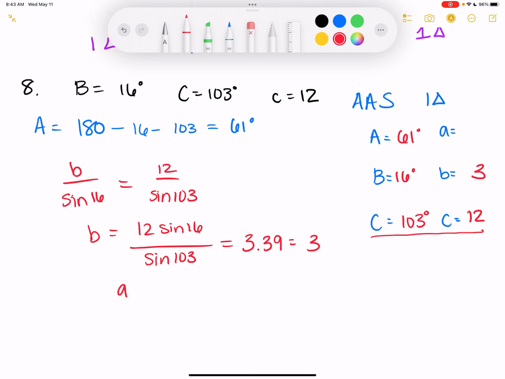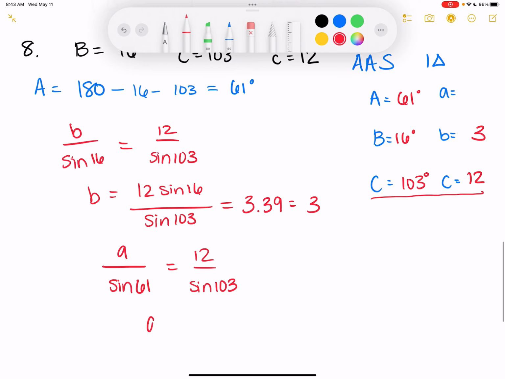So now you do A instead of B. A over the sine of 61 is equal to 12 over the sine of 103. It's not a rule that you have to use the values that you were given, but it's the smartest option, because if something's wrong. That's also why I say to always round your answers to the nearest whole number, so at least our answers will all be the same. So A equals 12 sine of 61 over the sine of 103.